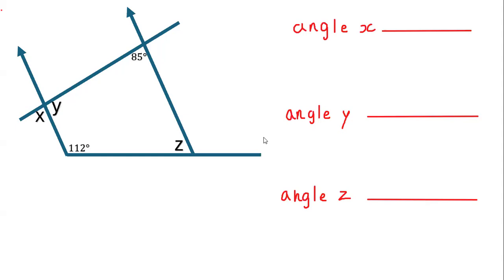All right, angle X. How are we gonna get angle X? Is X 85? X is 85. I think X is 112. X is 112. So we have 85, 112.